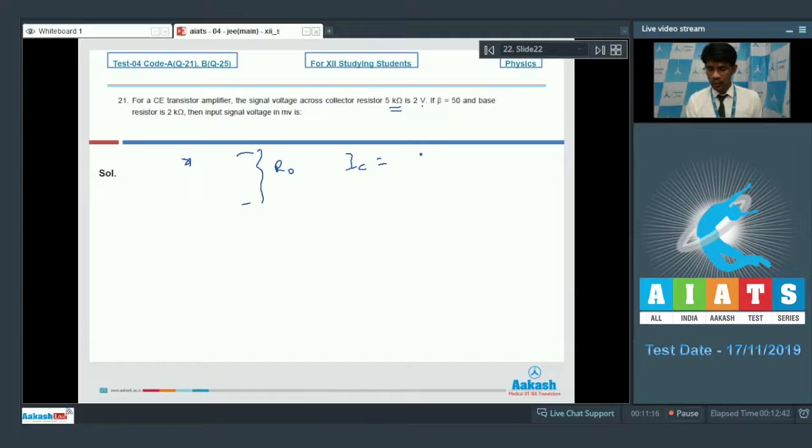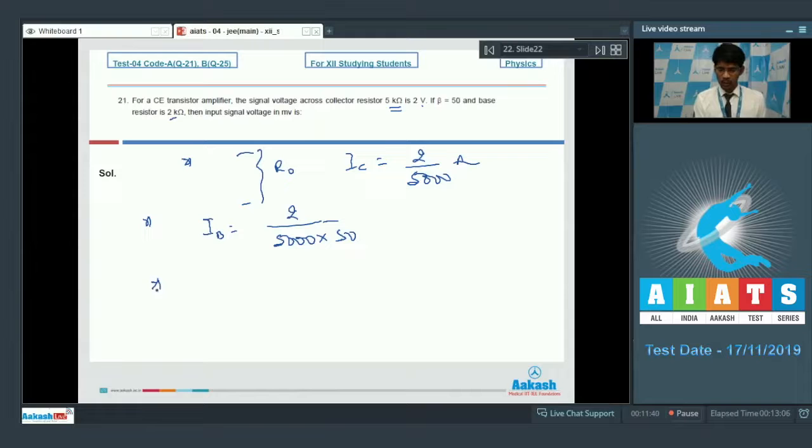So the IC here would be 2 divided by 5000 ampere, and beta being given as 50, so I would say IB, that is IC divided by beta, that is 2 divided by 5000 into 50. This is the value of the base current, and the base resistance that's been given to be 2 kilo ohm. So Vin is equal to I into R. I is equal to 2 divided by 5000 into 50, and R is equal to 2000.